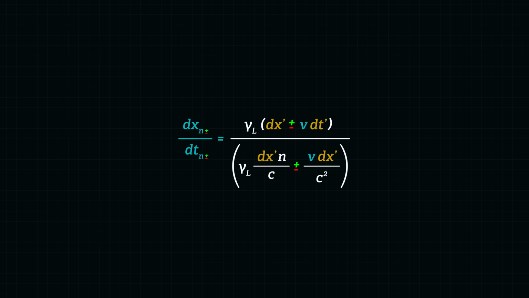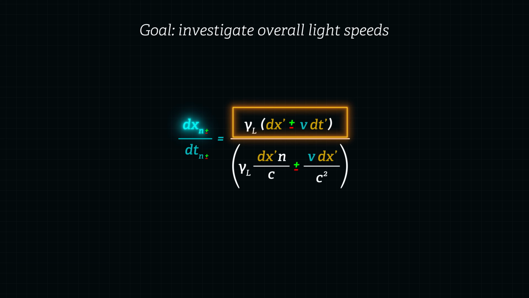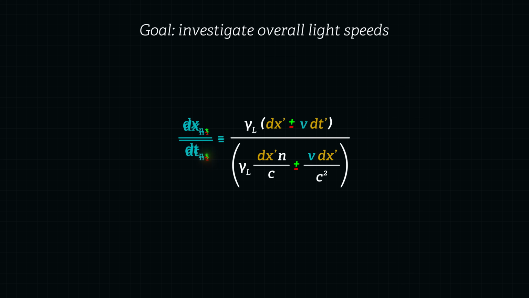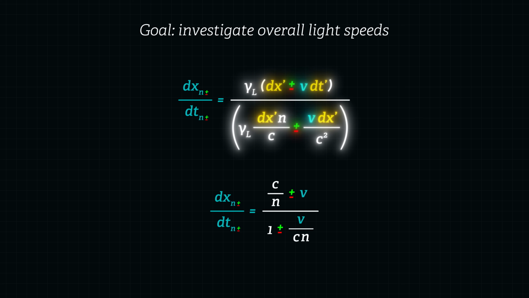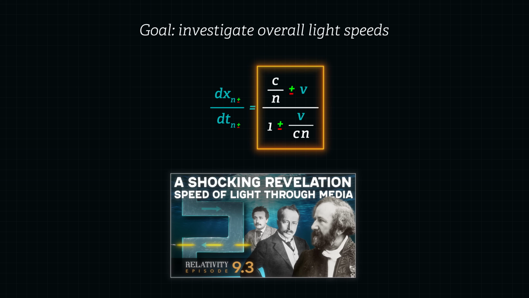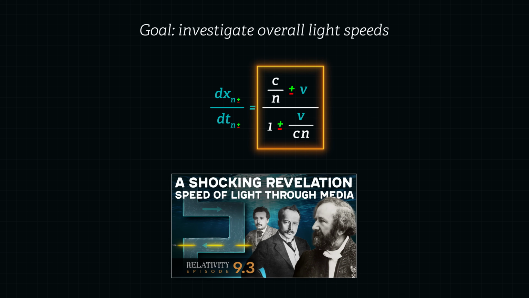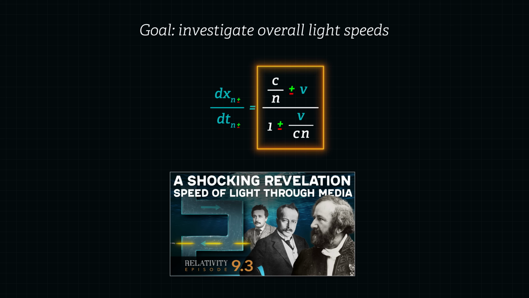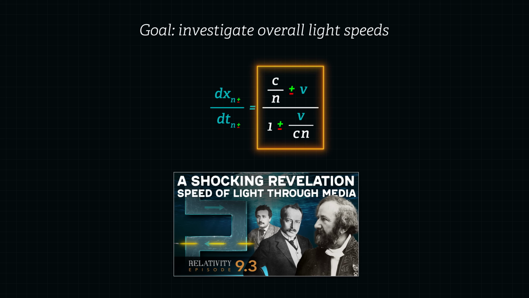Now that we've analyzed the travel times, let's switch gears and look at overall light speeds. We can take our formula for dx sub n plus or minus and divide by our formula for dt sub n plus or minus. If we divide top and bottom by dt prime and cancel terms, we get the following. For those of you who watched episode 9.3, you might recognize this as von Laue's relativistic velocity addition formula for light traveling through refractive media in the stationary frame.